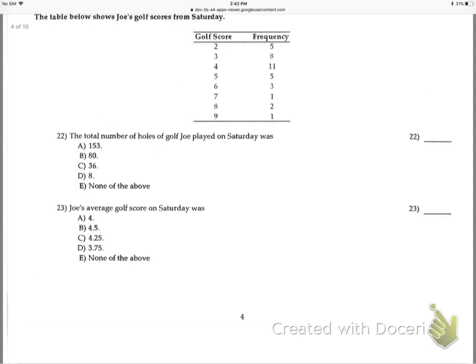Frequency means how many, doesn't it? So that means 5 times Joe got a score of 2. 8 times he got a score of 3. 11 times a 4. 5 times a 5. 3 times a 6. 1 time a 7. 2 times an 8. And 1 time a 9. So if you wanted to write, I would encourage you to write these out. I think it's worth it. I would go 5 2s.